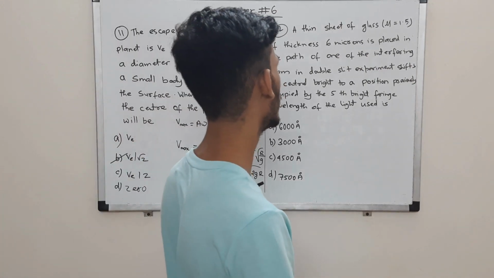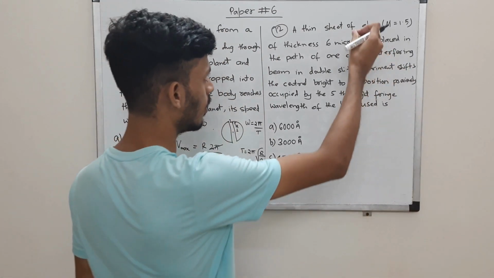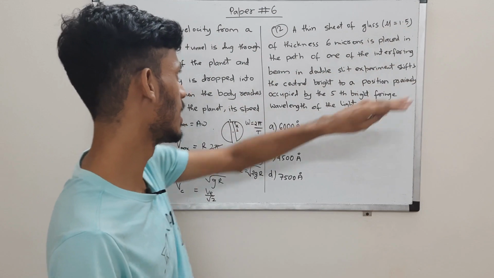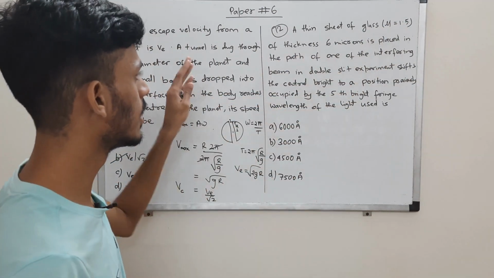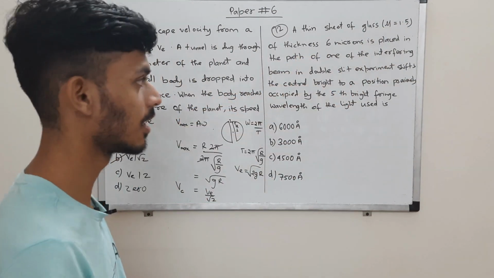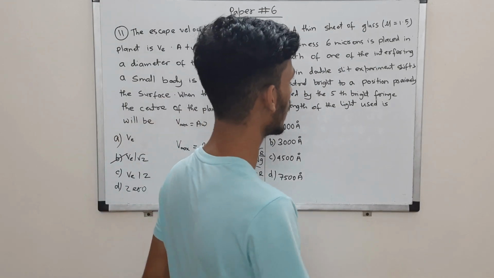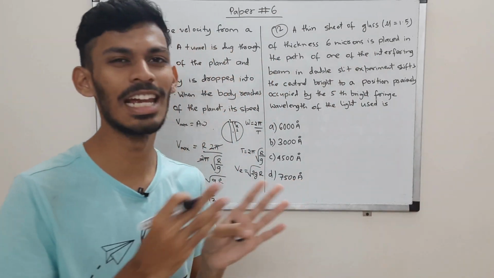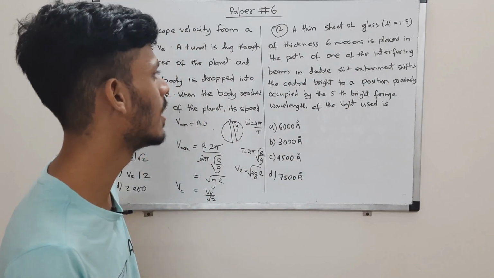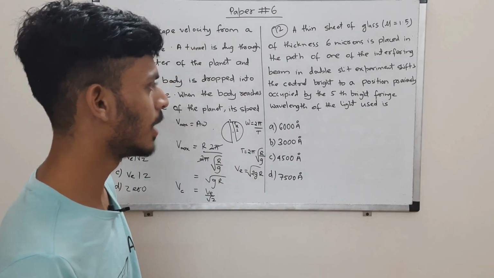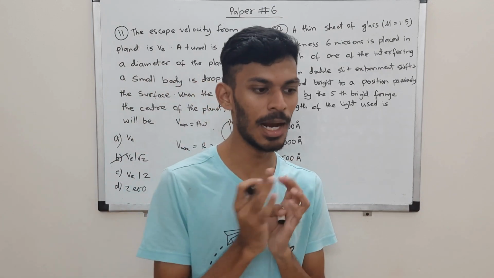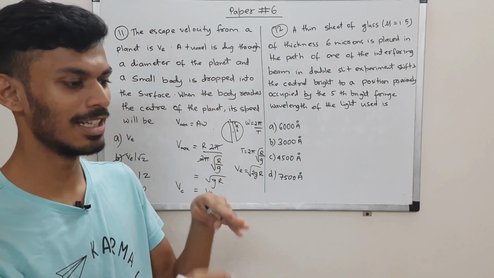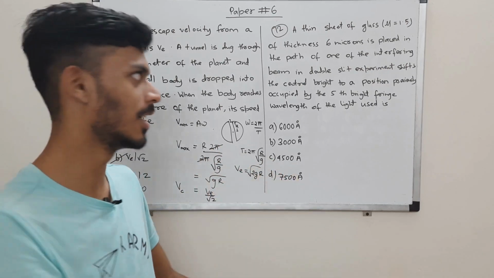Now let's come to this one. Here we are going to introduce a sheet of glass. This has the refractive index as shown, and the thickness is 6 microns, 6 into 10 to the power minus 6. We are going to place it in one of the interfering beams. That creates a path difference between the two interfering beams, and basically the central bright is shifted to another position.